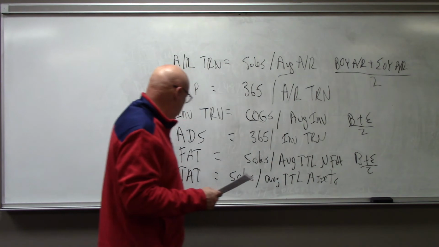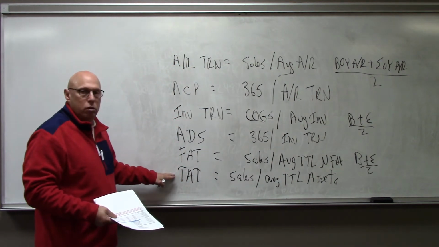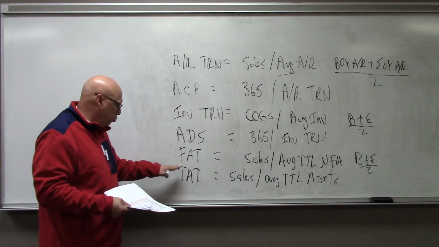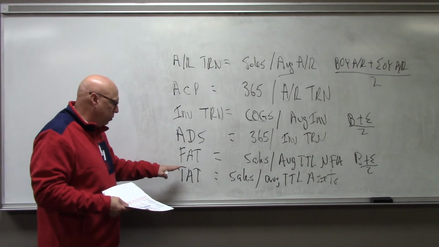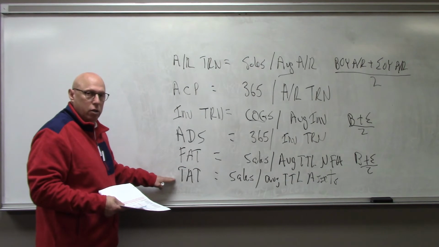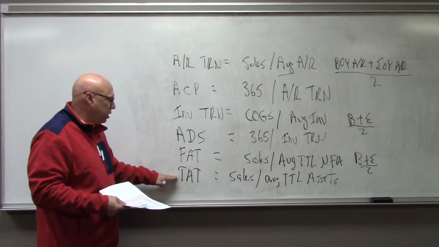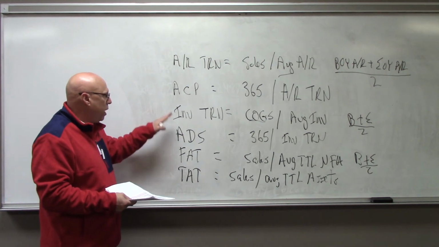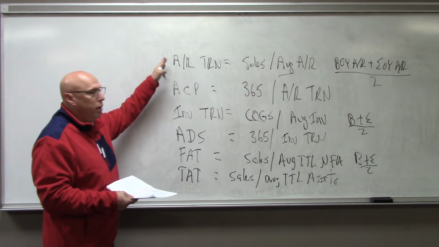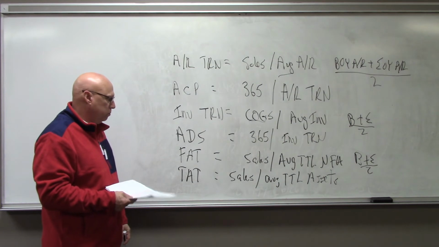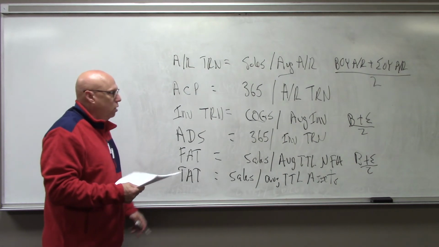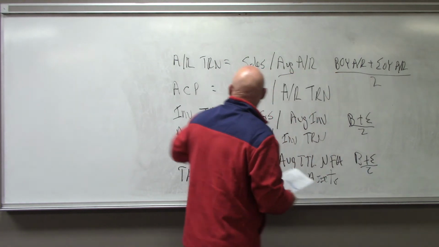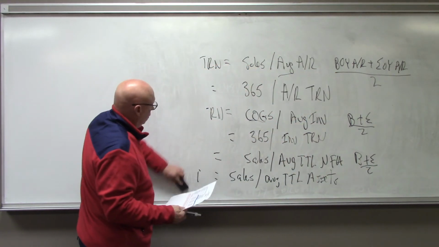Okay, now this is a good ratio, but we need more detail. This ratio tells us how we're managing all of our assets, but it does not give us enough information. It doesn't give us any information about how we're managing our fixed assets, how we're managing our inventory, and how we're managing our accounts receivable. Okay? All right, let's work some of the numbers here. Erase this.